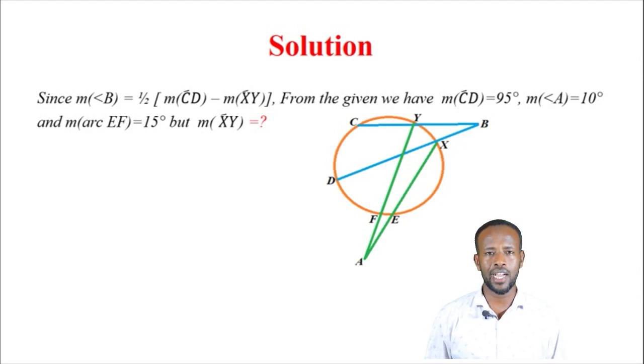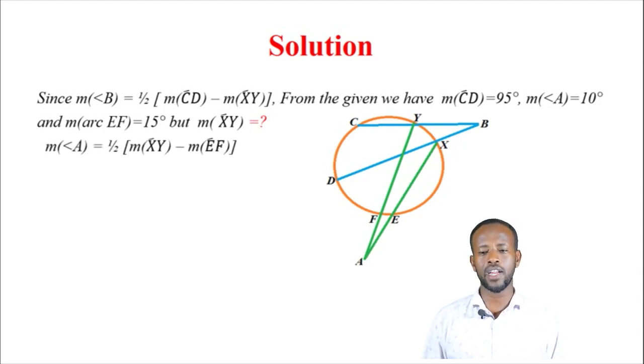Angle A, since it is an angle outside the circle, we use EF and the value of angle A to find XY. Now measure of angle A is equal to half of measure of arc XY minus measure of arc EF.